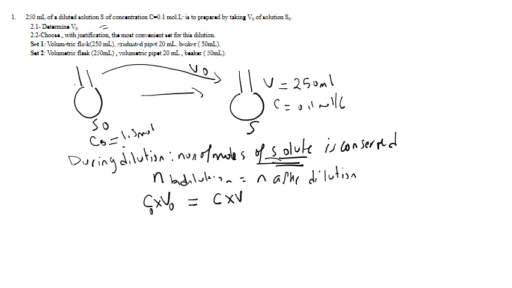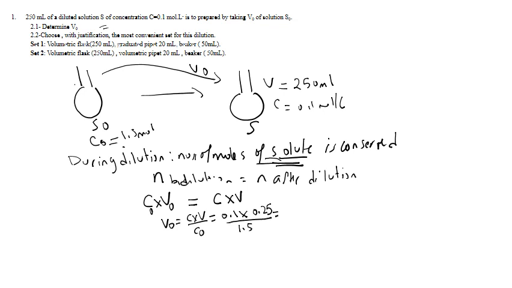Concentration C0 is given, V0 is unknown. C and V are also given. By calculation, V0 equals C times V over C0. Substitute concentration, volume, and C0 by their exact values. Concentration is 0.1. Volume, change it into liter, it becomes 0.25 over C0, it is 1.5.